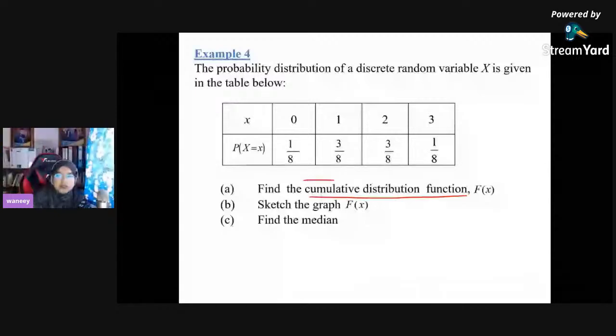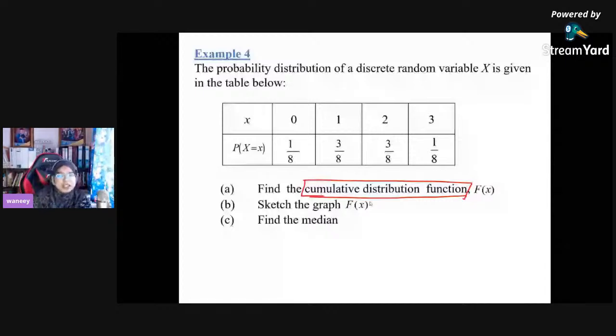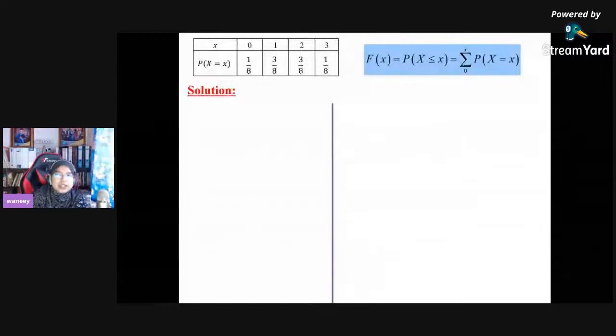Do make sure this is different from the graph that we did earlier. Before this, we were sketching the graph of the probability distribution function. This is the cumulative distribution function, so the graph will be slightly different. And then they want us to find the median. Okay, so now how do we find the cumulative distribution function? We have to refer to the table. So F(x) is the probability for X less than or equal to x.